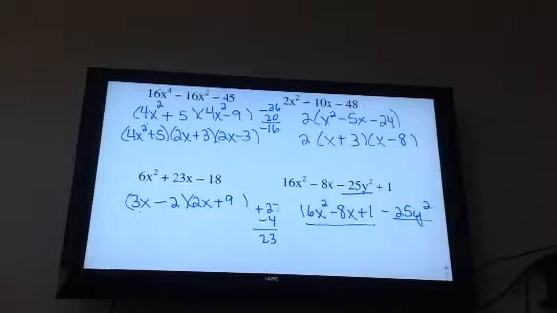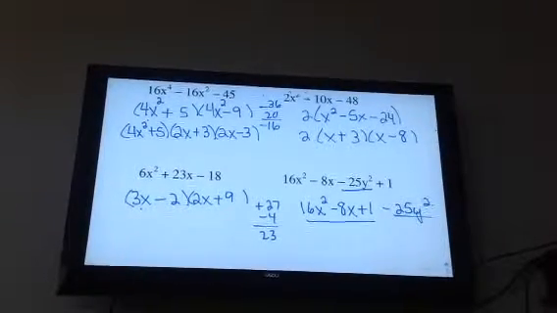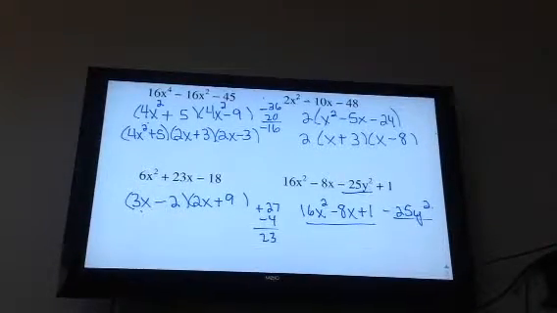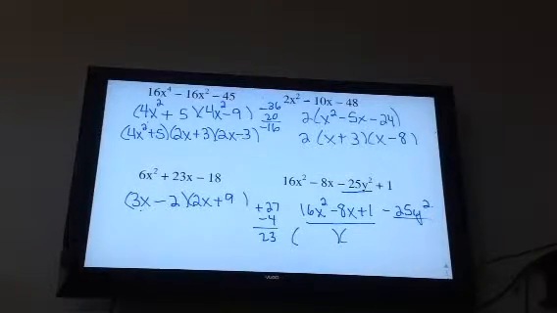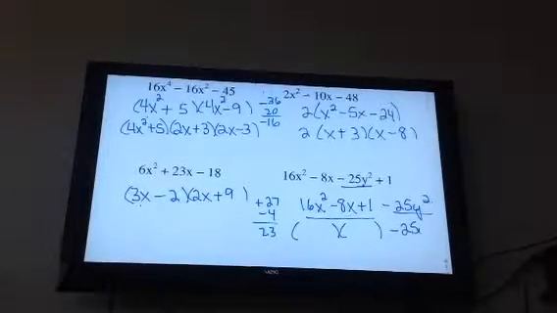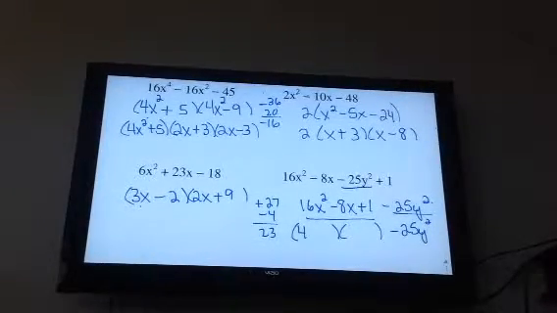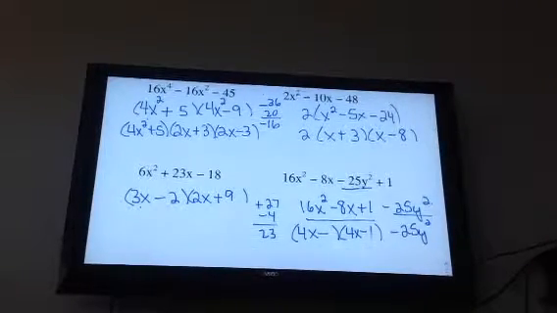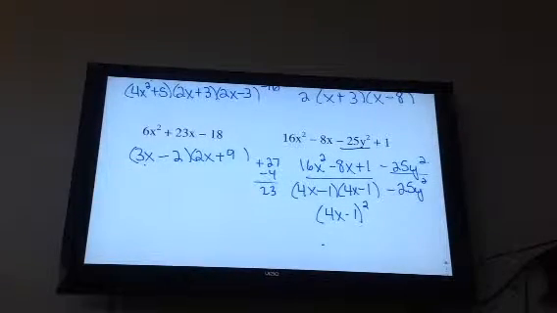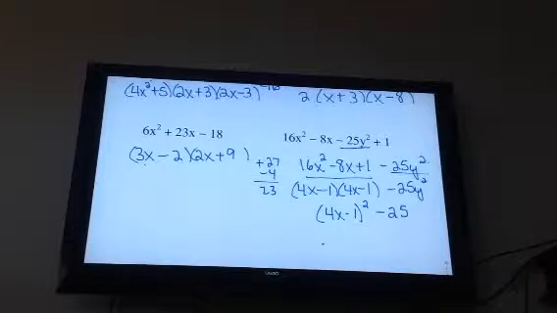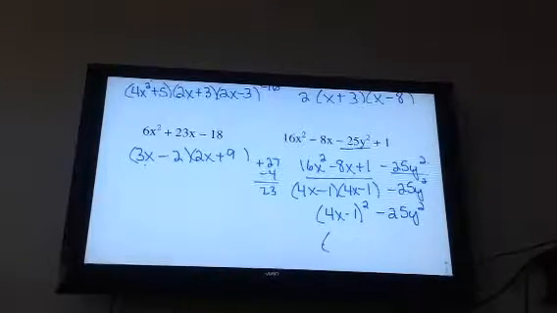And when I put the trinomial together, the squares go on the outside. So then I factor that trinomial, and it goes to 4x times 4x. My signs are both minus and 1 times 1. So I get 4x minus 1 squared minus 25y squared, which leaves me a difference of squares.